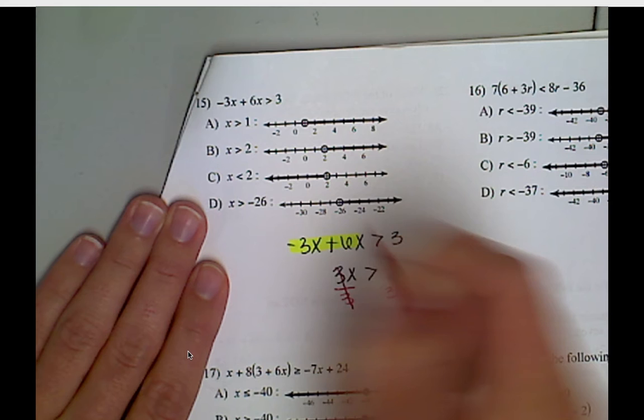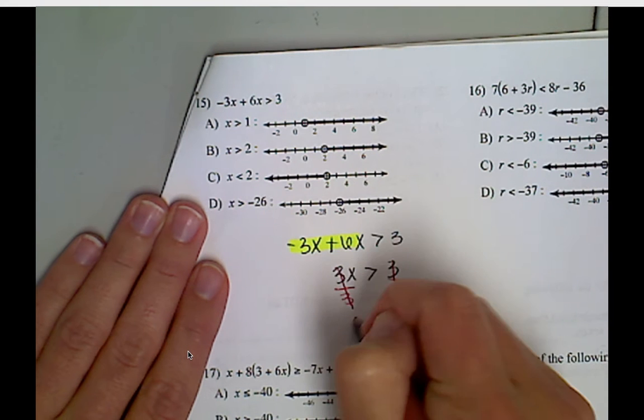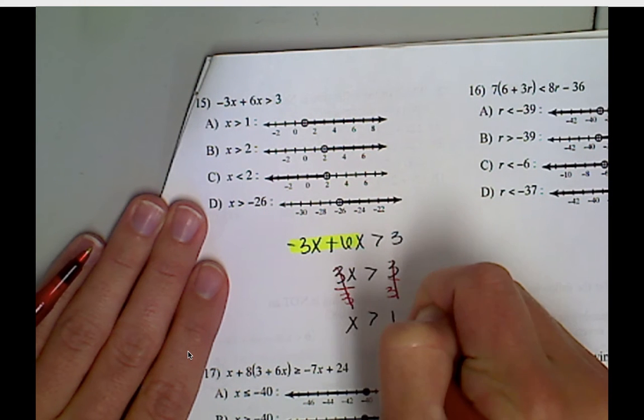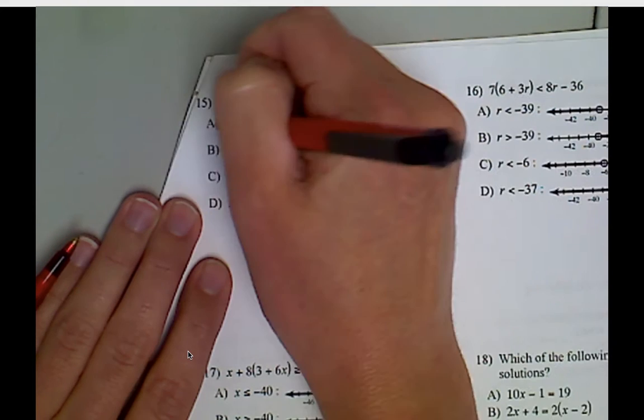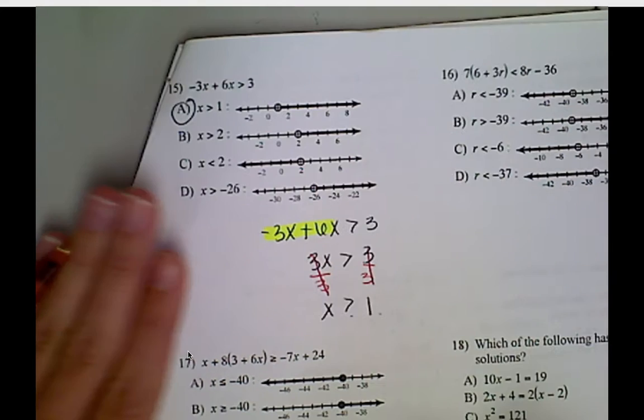I want to undo this multiplication by division. Those cancel, those cancel. But remember, what do they divide evenly into? Well, 3 divided by 3 is 1. Okay, so my answer should be A. x is greater than 1.